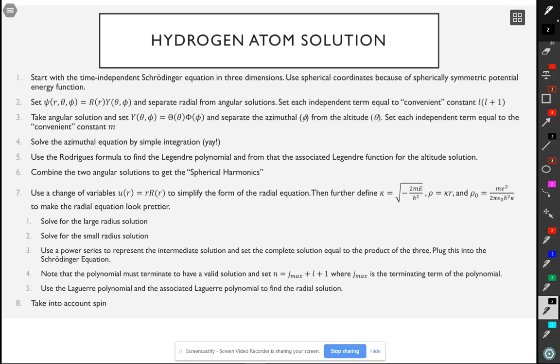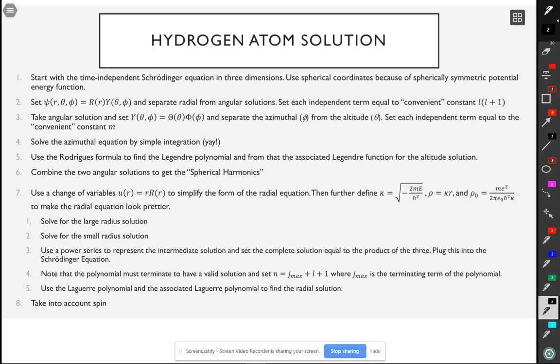Then you take the angular part, which is also equal to L times L plus 1, and you say, well, I'm going to set my angular function equal to one function of theta and one function of phi. Do the same process, separate them, and you get two separate functions, which you set equal to the convenient constant of m. At least this time it made sense. You know, m, a, b, nobody cares what letter you use. So that one made sense.